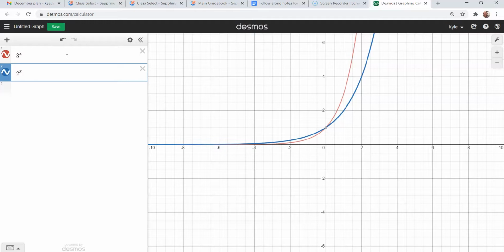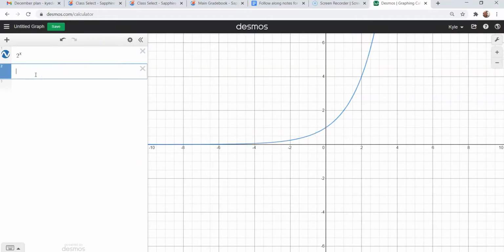But 3 to the x and 2 to the x have very similar characteristics. The domain and range is the same. The y-intercept is the same. Exponential growth going this way, asymptote going this way. They're all pretty much the same. All right. So let's look at the other one we were supposed to look at.